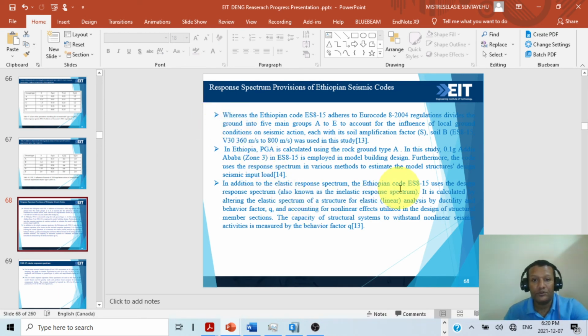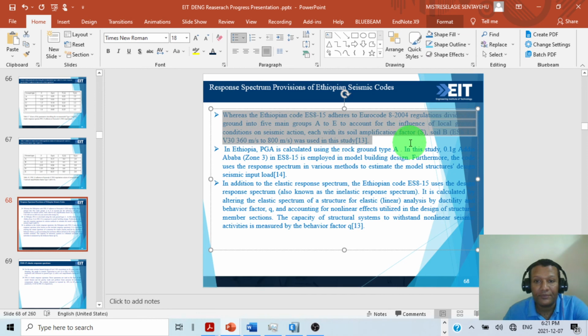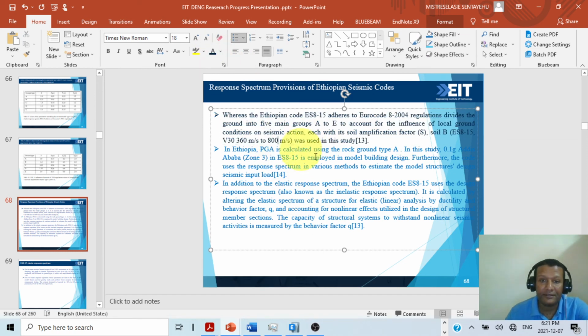Whereas the Ethiopian code adheres to Eurocode, this regulation divides the country, which I already discussed. So the soil type will be this one, and the velocity Vs30 value will be 360 m/s, and 800 meters per second was used in this study. In Ethiopia, PGA is calculated using the peak ground type A. In this study, 0.1g, Addis Ababa Zone 3, is employed in model building design.